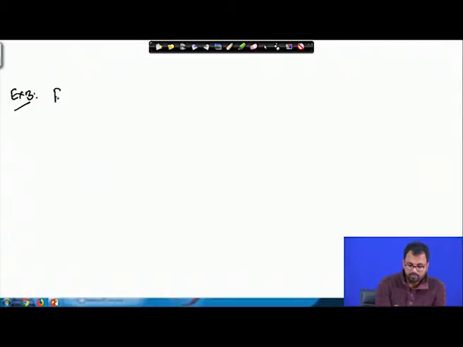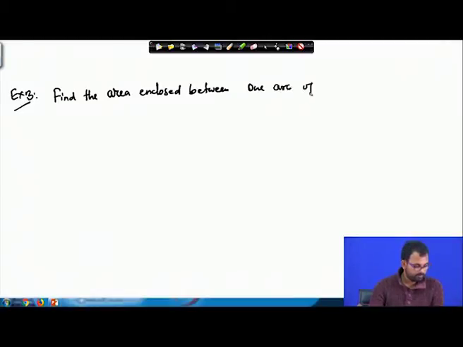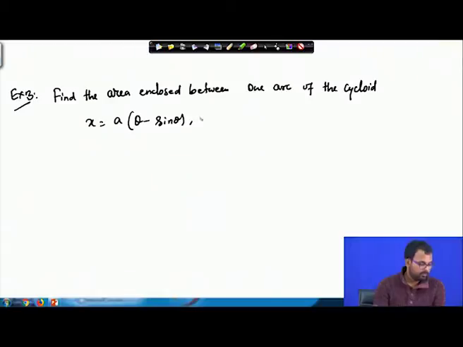Find the area enclosed between one arc of the cycloid x equals a times theta minus sin theta, and y equals a times 1 minus cos theta, and its base.